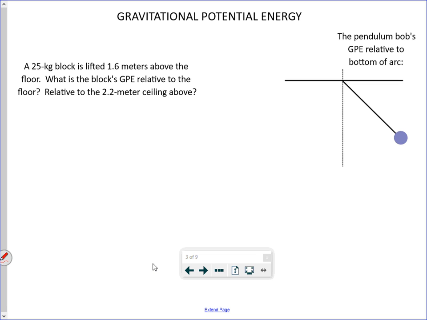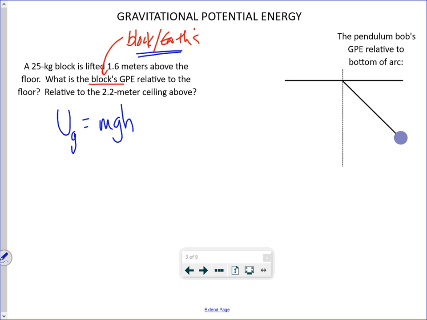A 25 kilogram block is lifted 1.6 meters above the floor. What's the block's GPE relative to the floor? Now, if I'm writing a good question, what is the block-Earth's GPE? You'll see it written this way. If and when there's discussion of system stuff, just don't be wildly surprised. So, U. Oh, this is not very hard.